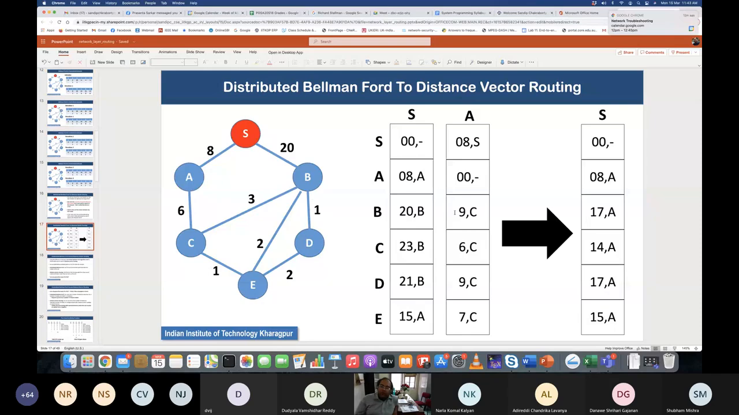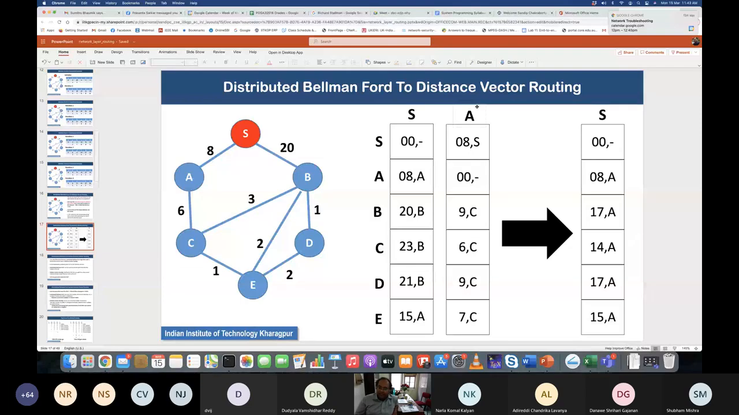So if you add up 8 plus 9, it becomes 17, which is less than my current path cost of 20. So S can update its path to B with a path cost of 17 and the next hop as A. Because A announces that it has a path with a lower cost, you can use that to reduce your cost.